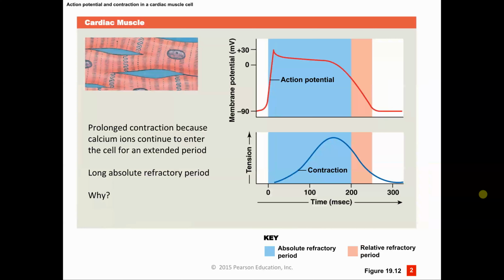which have a more gradual contraction and a much longer absolute refractory period. So the reason for the prolonged contraction is because the calcium ions continue to enter the cell for an extended period of time rather than a quick open and close like in skeletal muscle. And then they have a much longer absolute refractory period. So why is it important for cardiac muscles to have a long absolute refractory period?